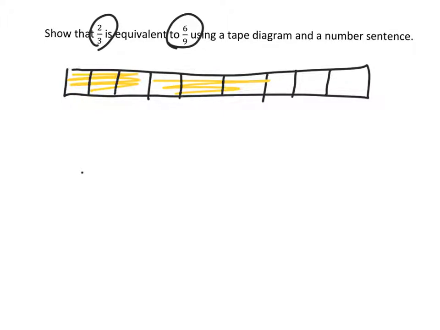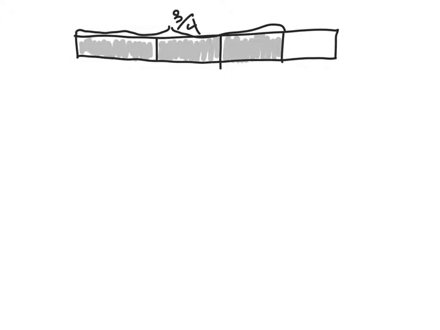So we would say 2/3 and 6/9 are equivalent fractions. Okay, and our next one is a tape diagram that shows 3/4 has been colored in, and again only the 3 is shaded in, so the numerator represents the 3, and it's cut up into 4 parts.